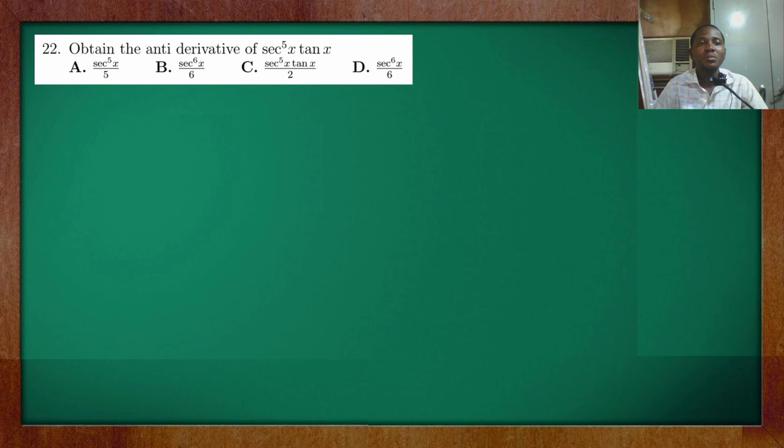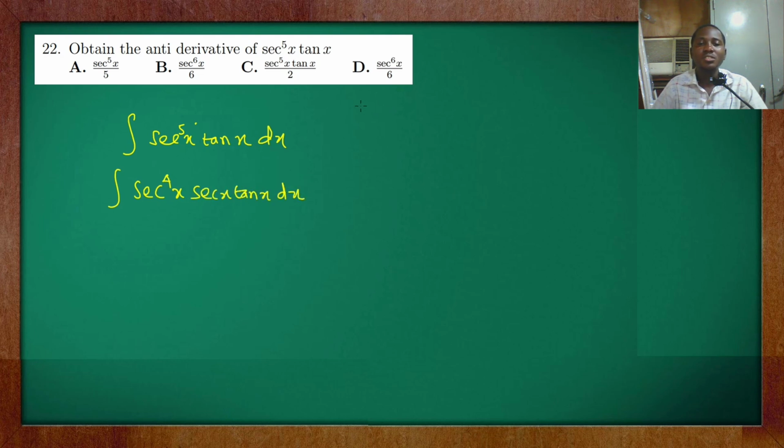In this question, we are asked to obtain the antiderivative of sec x raised to the power 5 multiplied by tan x. So here we have the integral of sec^5 x tan x dx. Now you observe that I can write this as sec^4 x multiplied by sec x tan x. And why am I doing this?